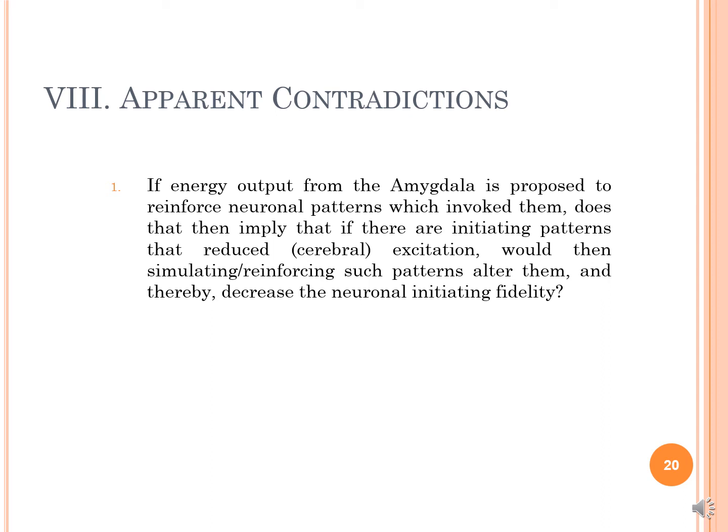If energy output from the amygdala is proposed to reinforce neuronal patterns which invoke them, does that then imply that if there are initiating patterns that reduce cerebral excitation, would then stimulating and reinforcing such patterns alter them, and thereby decrease the neuronal initiating fidelity? Long and short of it is, if the area has caused a negative output in the unstable dynamic cerebral patterns, and then going through the system, the system decides it needs to be reinforced, and reinforcement's usually considered positive. Would a positive cause the initial negative condition to become positive and reduce infidelity?